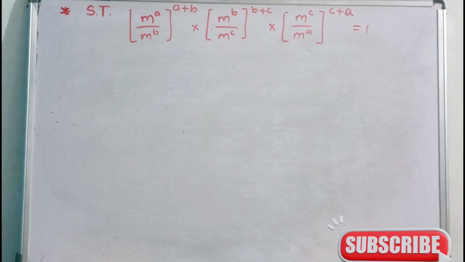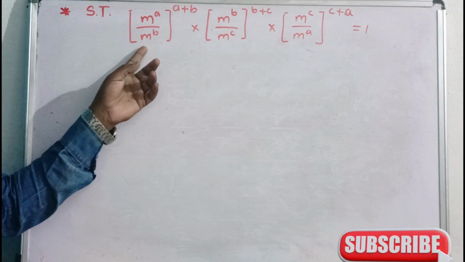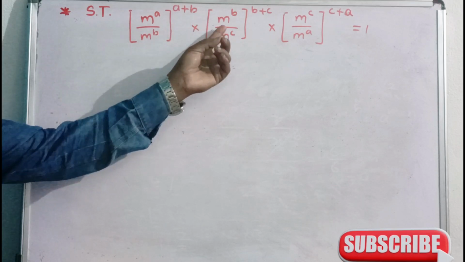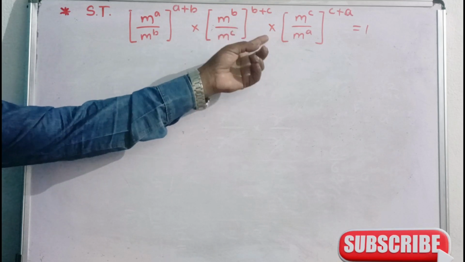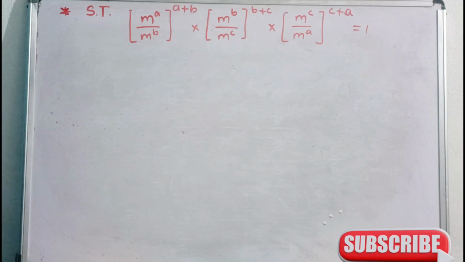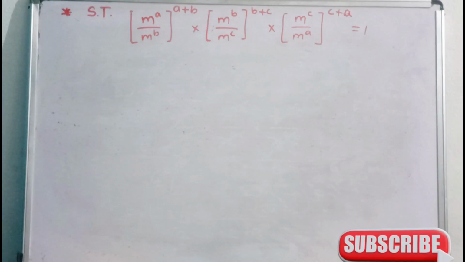Now again we are solving some problems of indices. Now here is one problem: (m^a / m^b)^(a+b) × (m^b / m^c)^(b+c) × (m^c / m^a)^(c+a) is equal to 1. We want to show that the value of this left hand side is equal to 1.